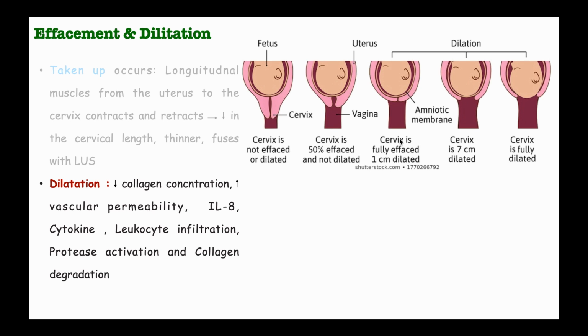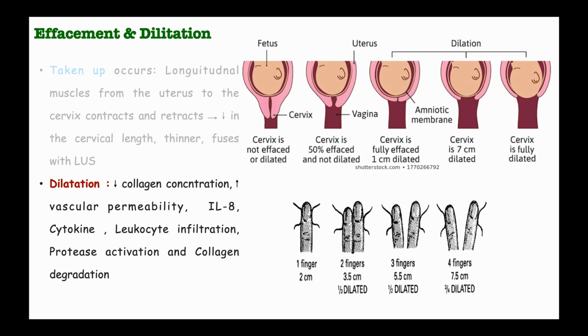Now the cervix needs to dilate from 0 centimeters to fully dilated 10 centimeters before we can deliver the baby. And so as you can find over here, we see that the cervix is 7 centimeters dilated, and here the cervix is fully dilated. How do we measure cervical dilatation?